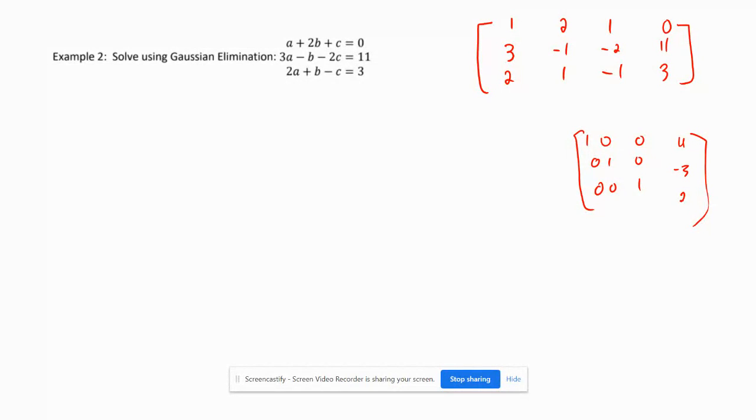Okay, so we're going to start. We're in good shape right now because we have a 1 in the top left. So what I want to do is use this 1 to get rid of this 3 and get rid of this 2. So my first work is going to be equation number 2 minus 3 times equation 1.